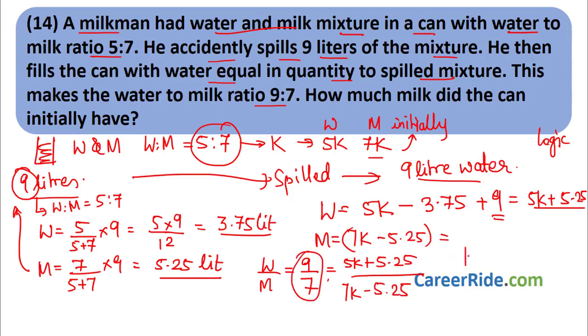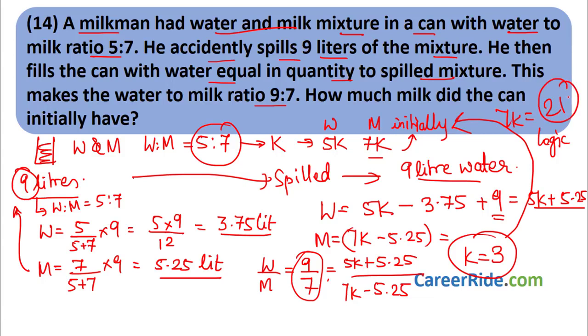On solving, we get the value of K as 3. If the value of K is 3, what is the amount of milk initially? It is 7K, that is 7 times 3, which is 21 liters. Okay, 21 liters is the amount of milk the can had initially.